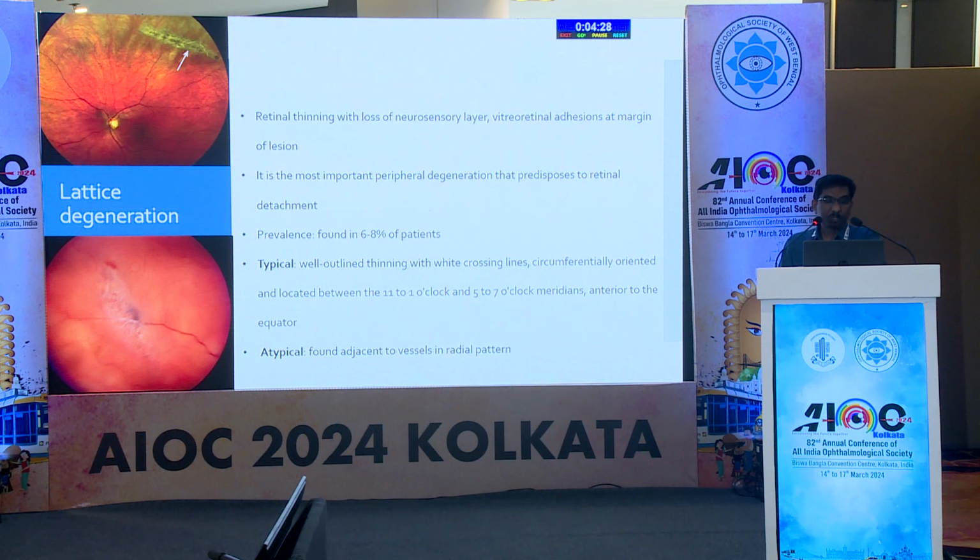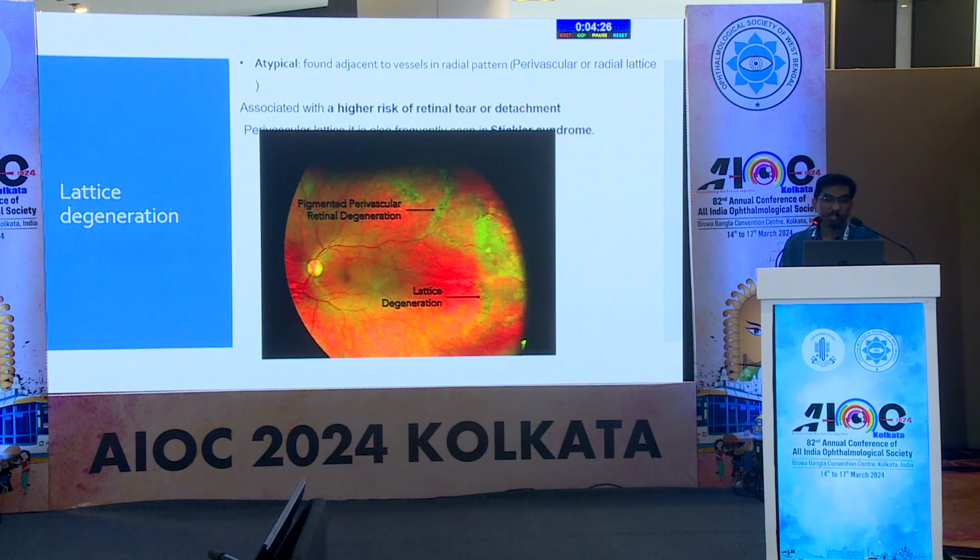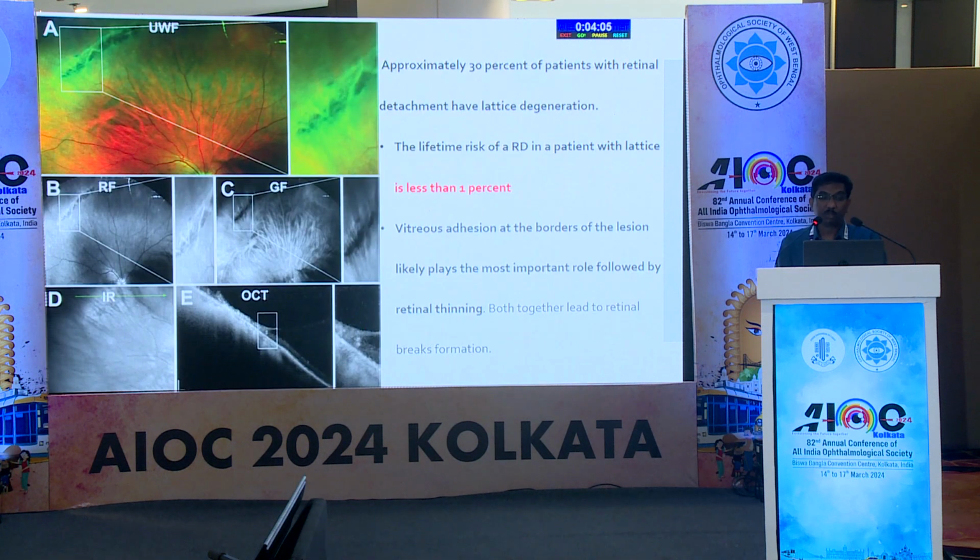Coming to the lattice, it could be typical or atypical, and atypical ones are at higher risk for retinal detachment. Whenever we have patients having a radial lattice or lattice along the vessels, we should ask these patients to come regularly and watch for any holes or tears. It can also be seen in Stickler syndrome. However, the lifetime risk of RD in a patient with lattice is less than 1%, but we have to look at other things like the vitreous adhesion at the borders. It plays an important role along with the retinal thinning, which can happen with time.